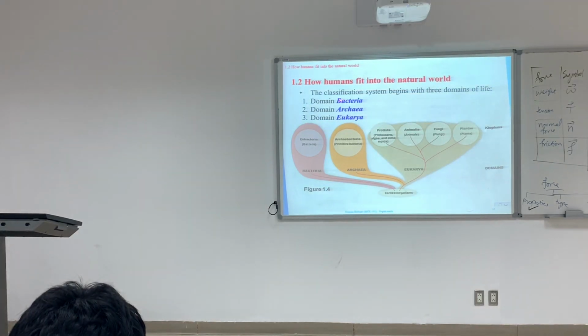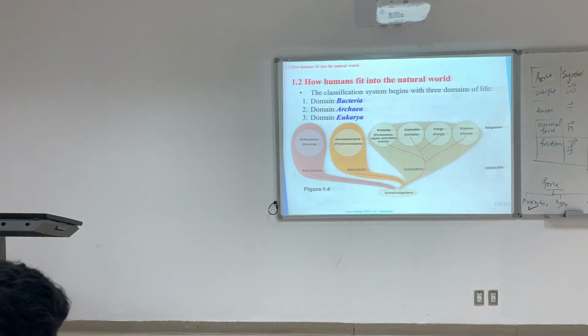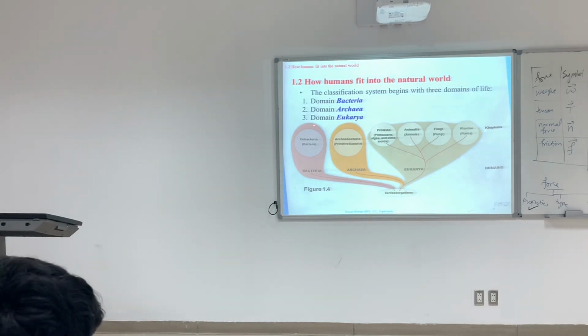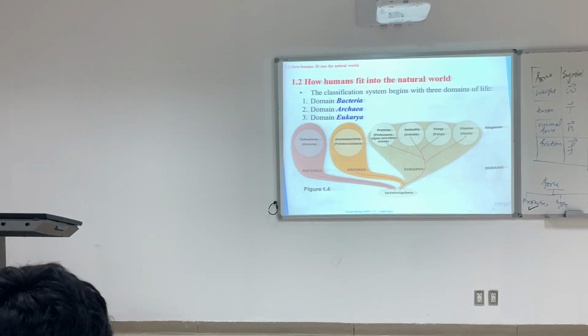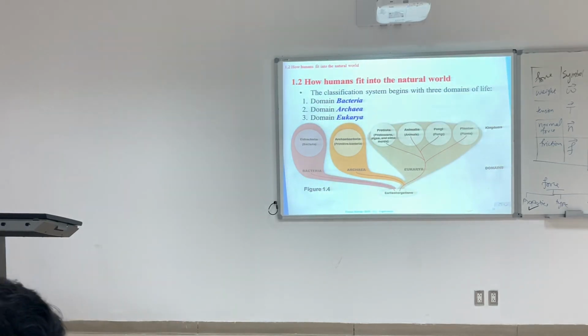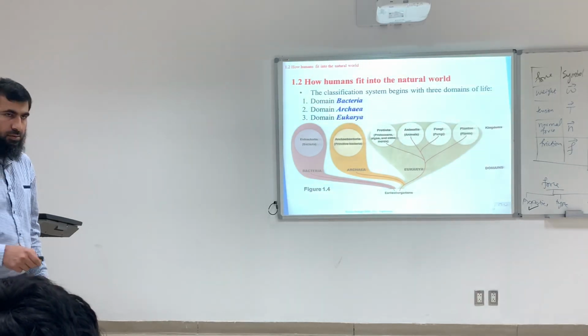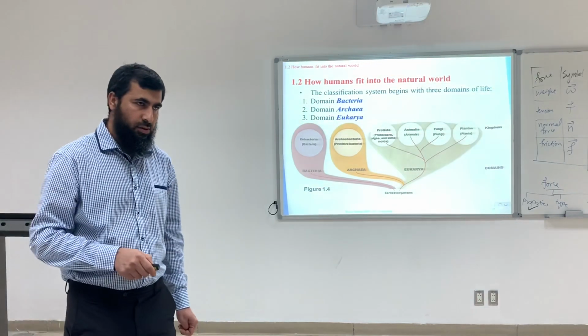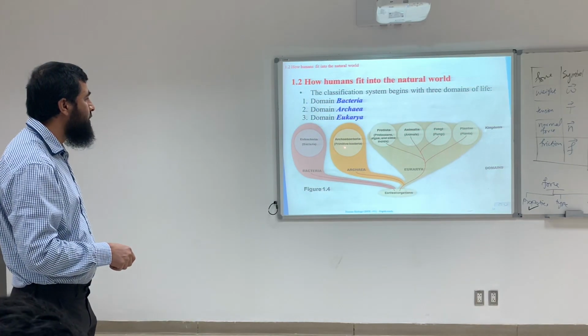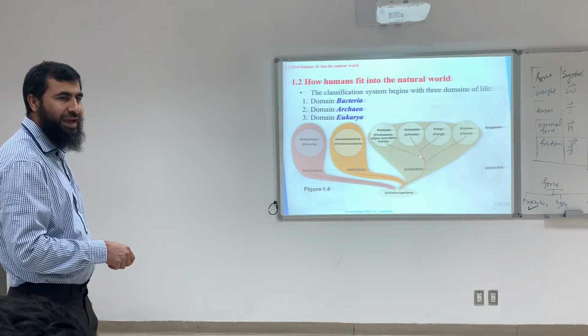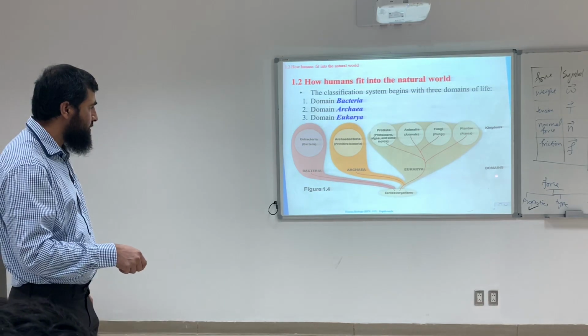We should know that there's three domains: bacteria, archaea, and eukaryote. So the three domains. And eukarya belongs to eukaryotes, while bacteria and archaea belong to prokaryotes. So prokaryotes and eukaryotes are the domains, actually? No, the domains are bacteria, archaea, and eukarya. You see here? This is the domains.